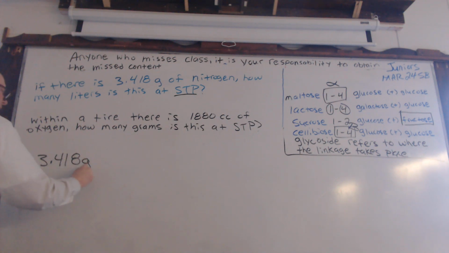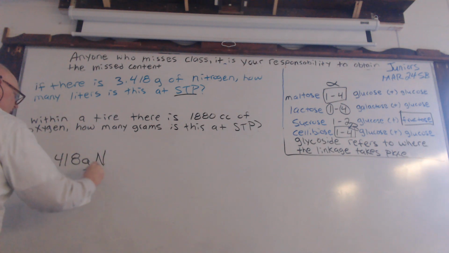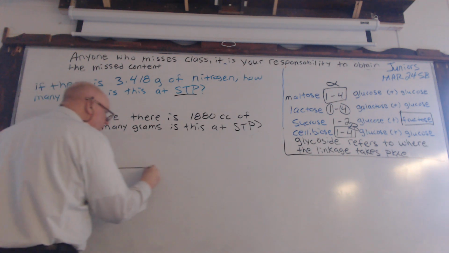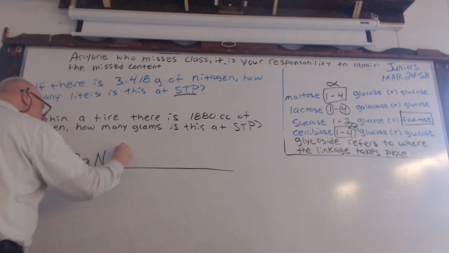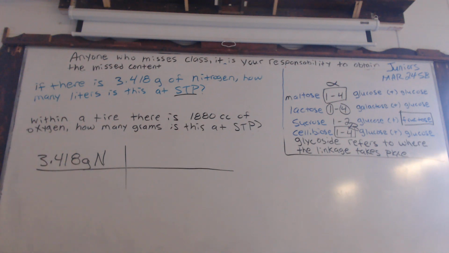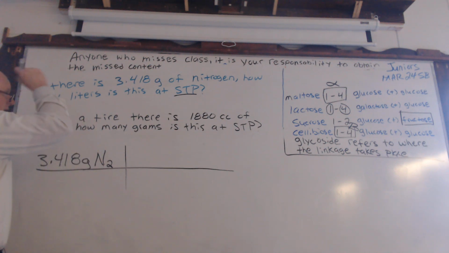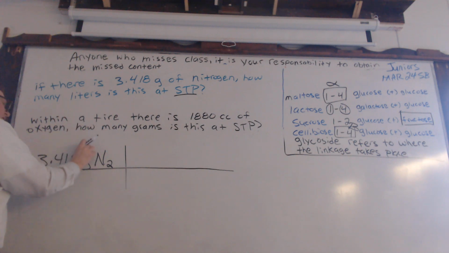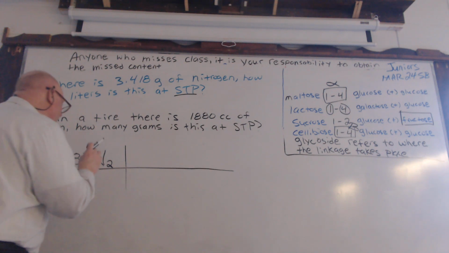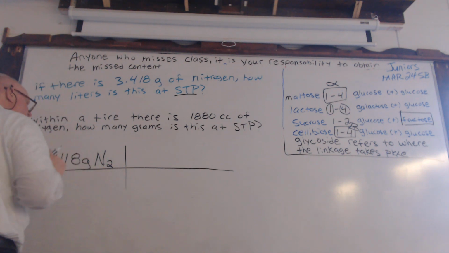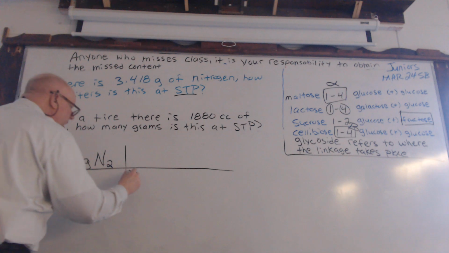So regardless, we've got 3.418 grams of nitrogen. Okay? And I'm going to say, what's wrong with this? So we need to get to how many liters? Well, how can we convert a mass into a volume when we're not doing density? You have to go through that conversion factor. So how do we get rid of our grams in our next step? The atomic mass of N2.